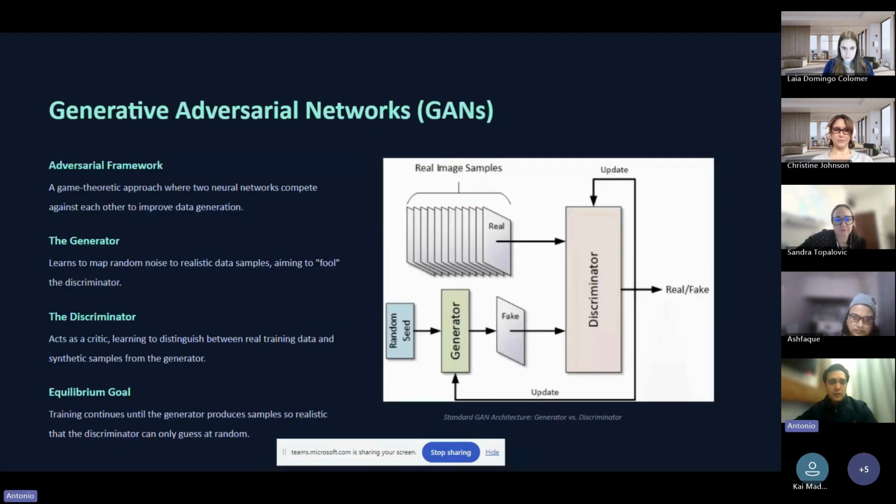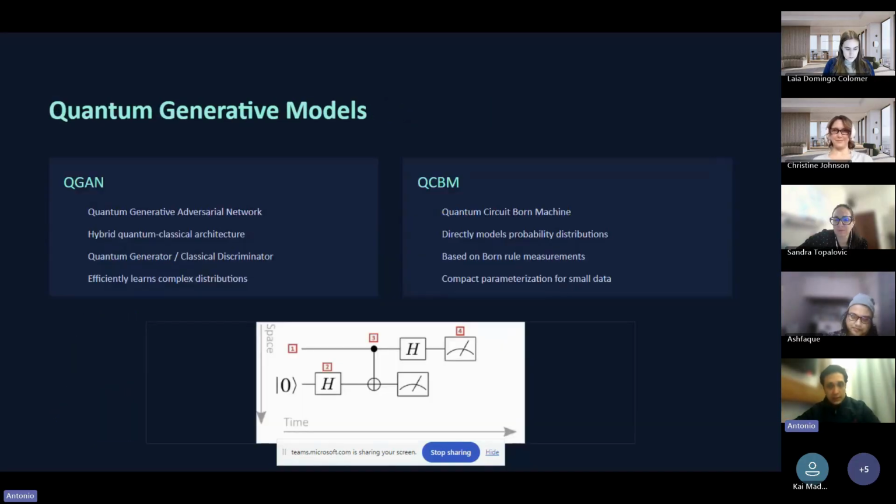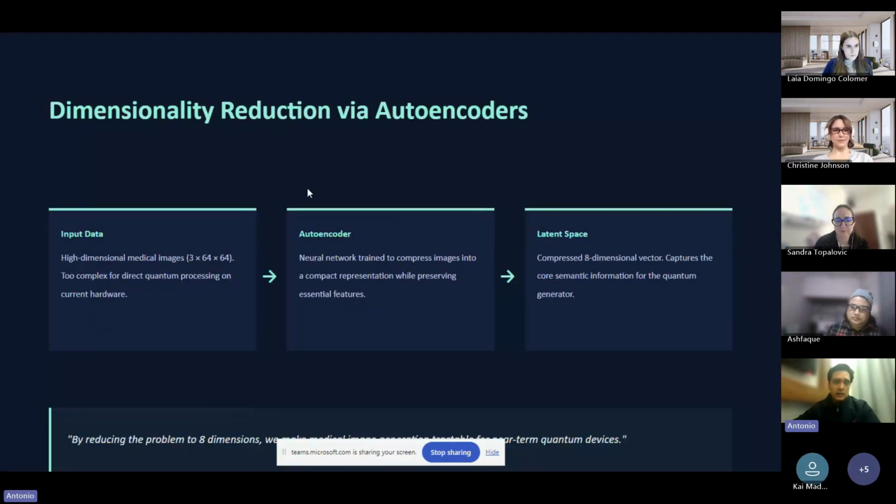For this, we have some options like a GAN, a game theoretical approach where two neural networks compete against each other, a generator and a classical discriminator. And we have also the QCBM, the quantum circuit born machine. The QGAN has a quantum generator and a classical discriminator, and the QCBM is based on the Born rule measurements. So we need to put all the information, because it's a lot of information, especially because it's colored. We have the RGB, it's not just grayscale.